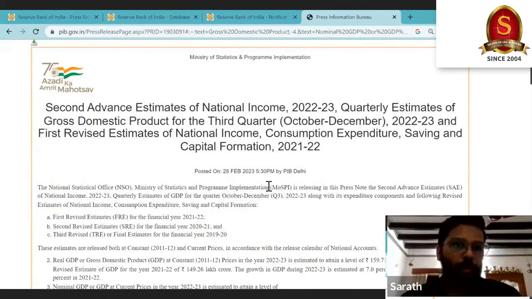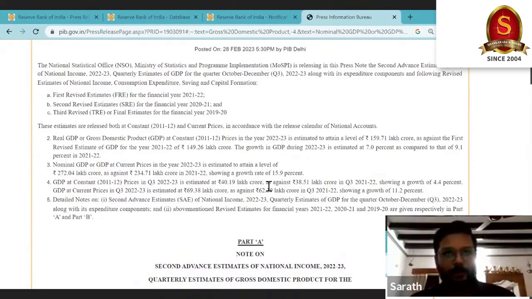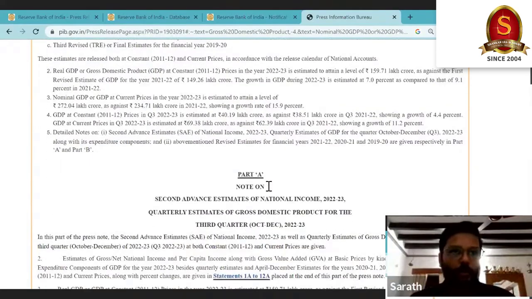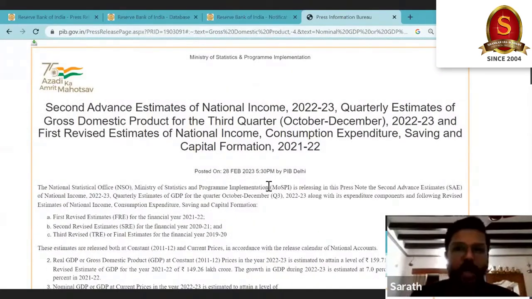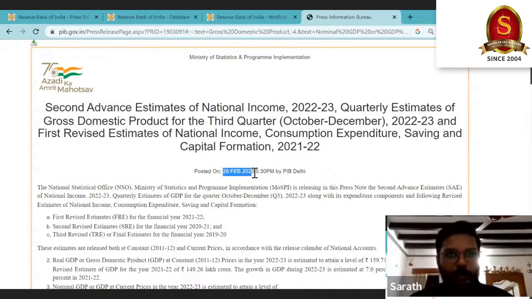So this is the usual document that I share in class, the Press Information Bureau's data from MOSPI on national income accounting. They have given an introduction. This is quite an elaborate note. I would suggest you download this and keep it, because it's a very unique kind of document, not like the usual documents we see, because the information inside it is very, very limited. The second advance estimate was published on 28th February 2023, comparatively recent.